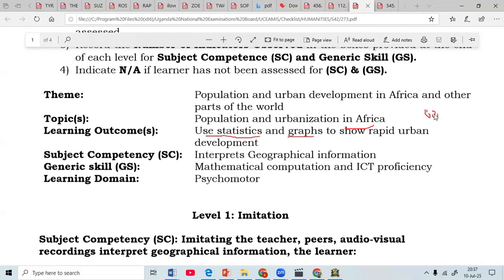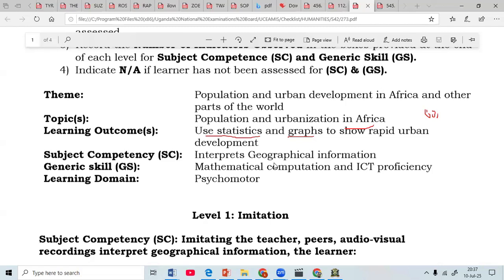So you are looking at TV, a graph, maybe from newspapers, from the websites and the rest of that. Can this child be able to interpret that geographical information and make meaning from it? And what does it say about density and rapid development? Of what use is it? What benefit could that be?